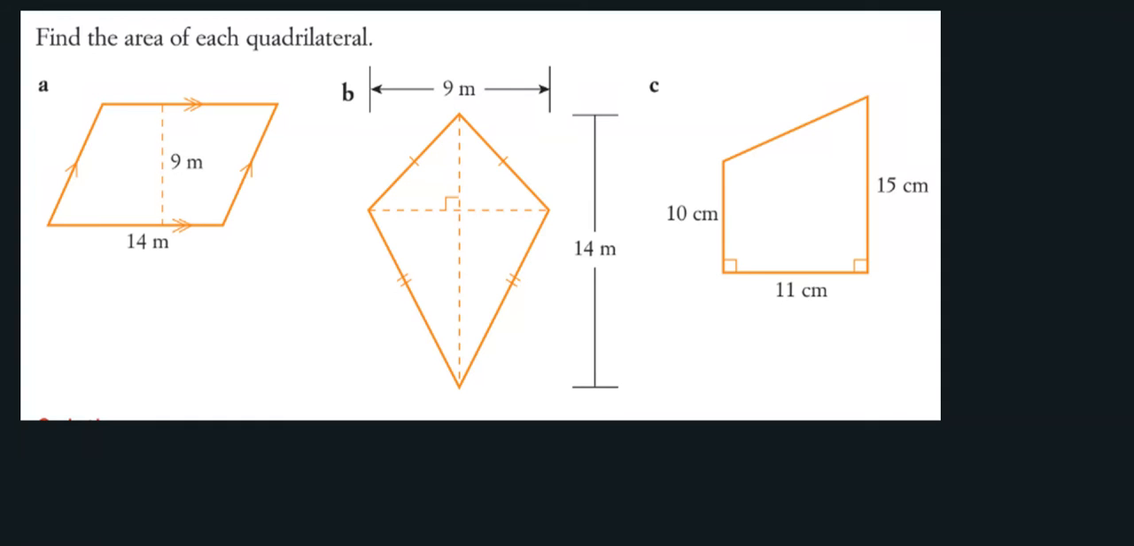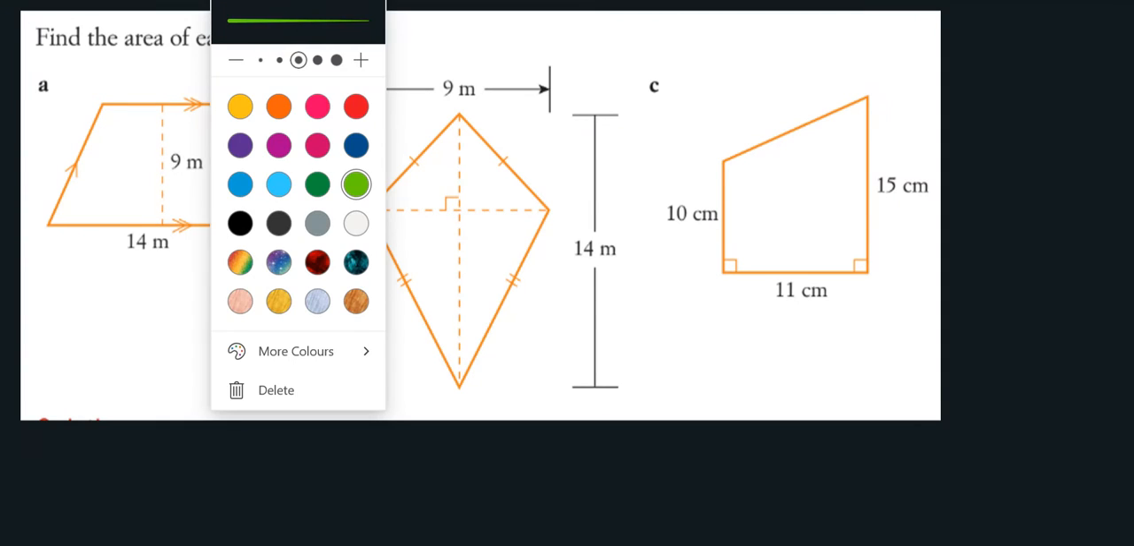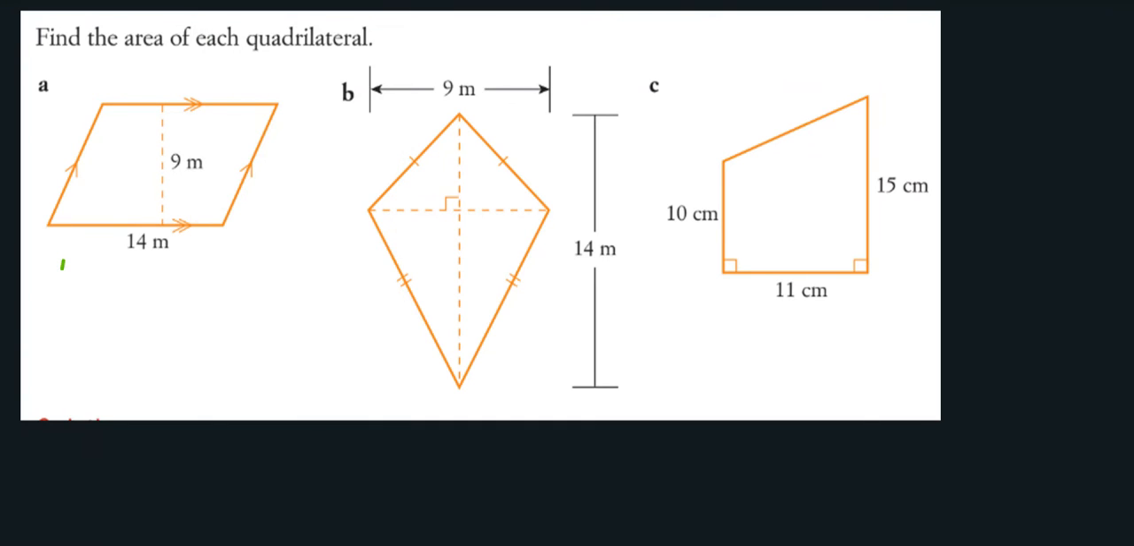Okay, so hopefully you've done that now. Let's use green. Okay, so we're defining what we're finding. The area is the base times the perpendicular height. So we've got 9 multiplied by 14. And we need to add our units. It's meters squared. And 14 times 9 is 126.